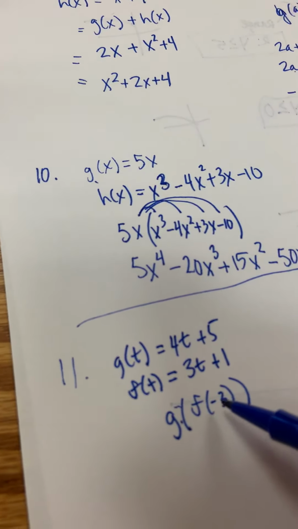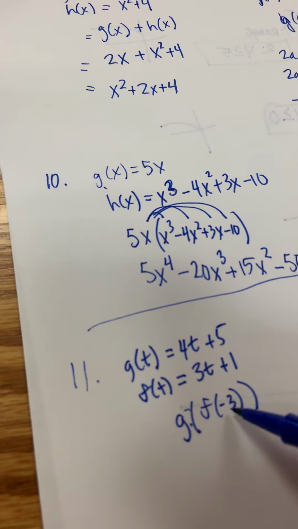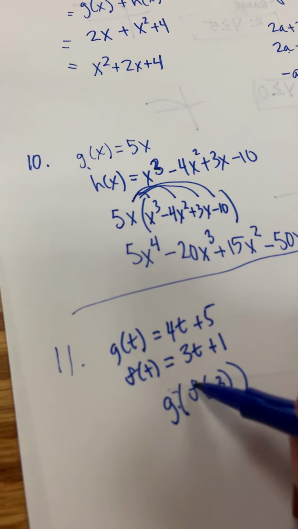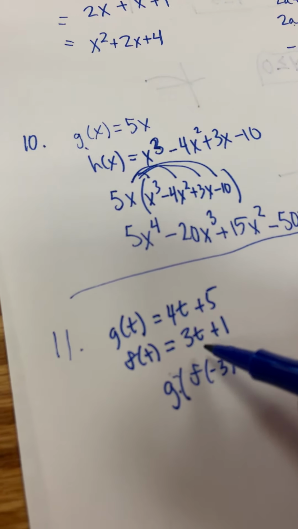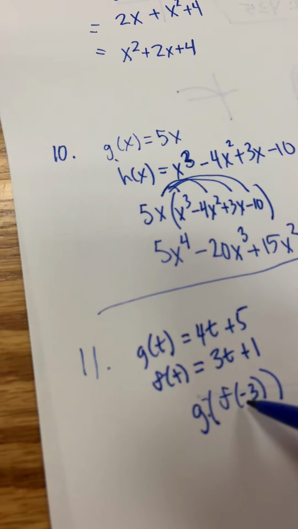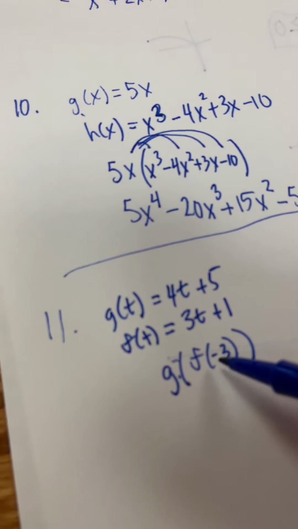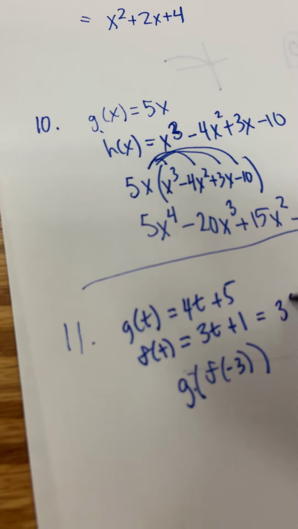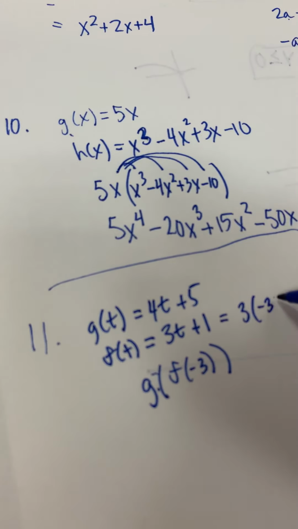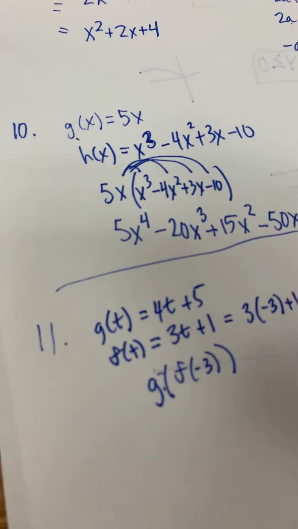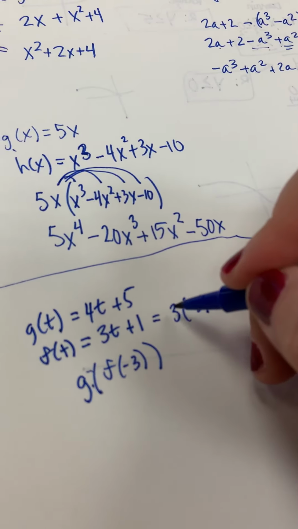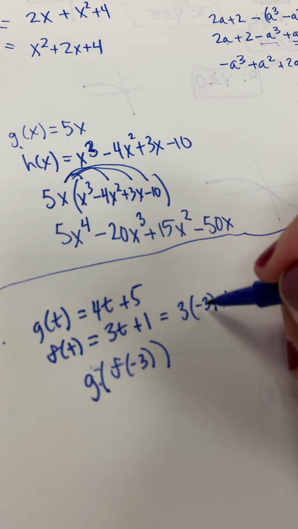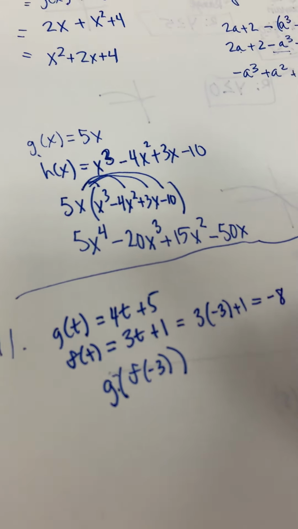So what we're going to do first is work inside out. You're going to plug in -3 for the f function. So always work inside out. Because they're giving you a variable here, I'm going to take the f function and plug in -3 for t. So I'm going to get 3 times -3 is -9 plus 1 is -8.